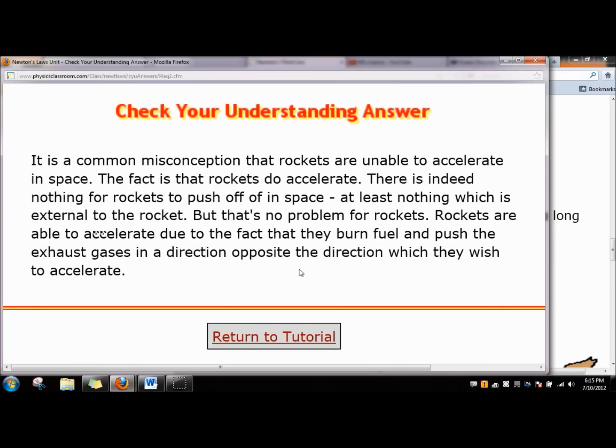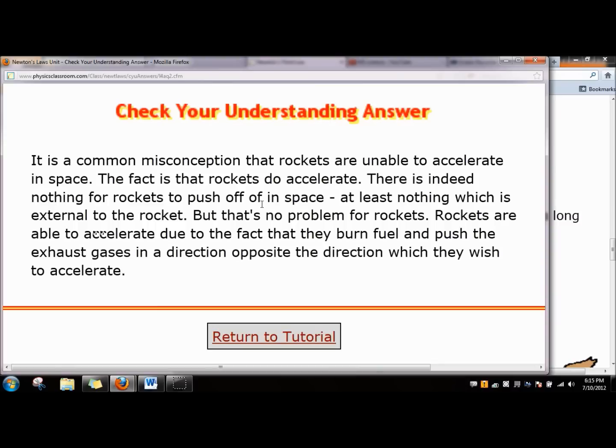Well, it's a common misconception that rockets are unable to accelerate in space. The fact is that rockets do accelerate. There is indeed nothing for rockets to push off of in space, at least nothing which is external to the rocket, but that's really no problem.